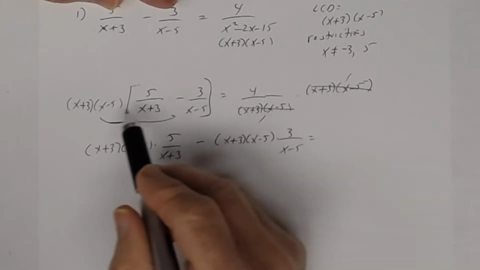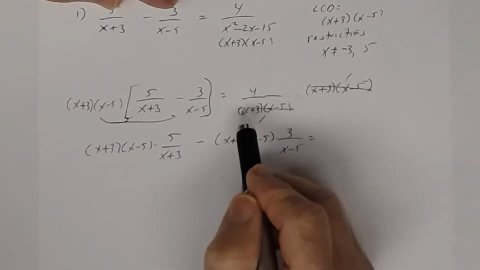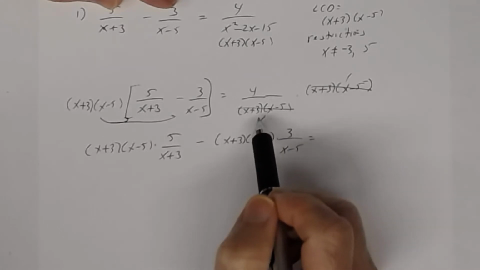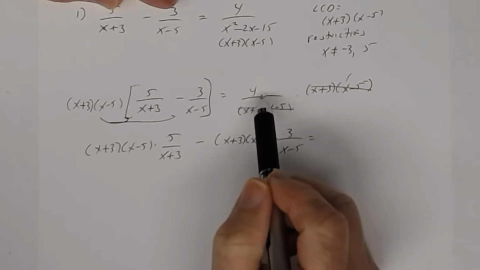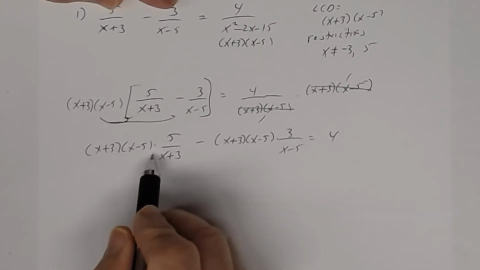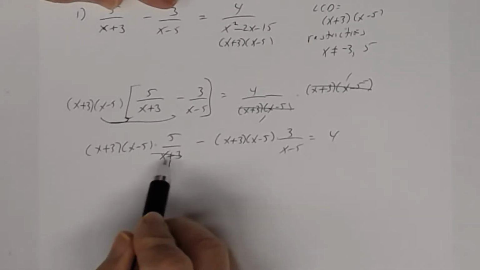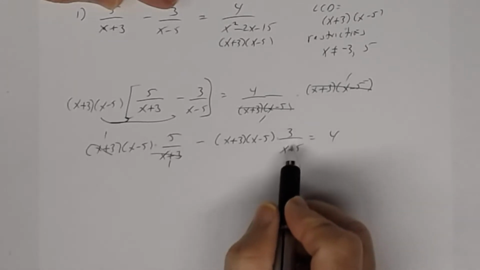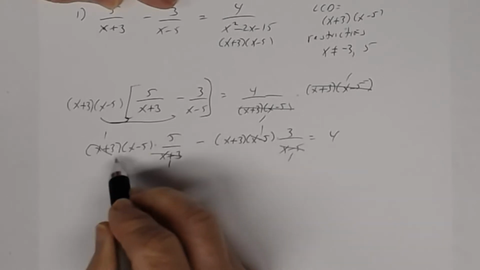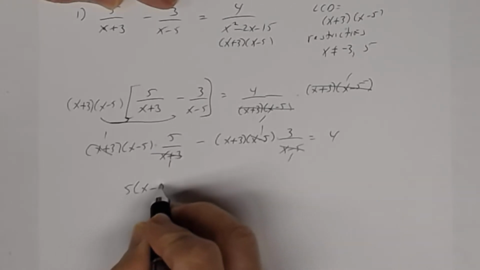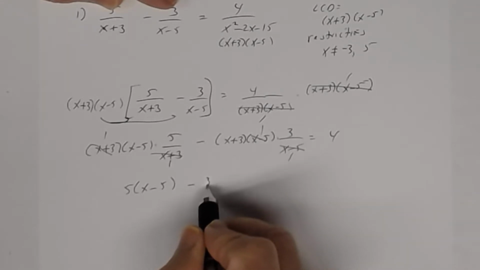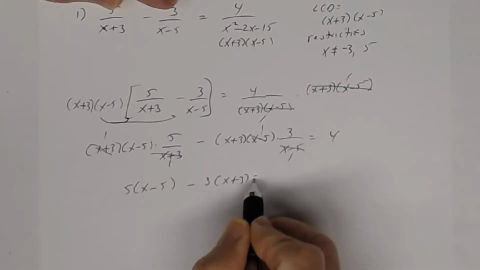So remember, the whole purpose of multiplying by the LCD is to get the denominators to be factors of 1s. And notice in this case I do, right here. So 4, this is 4, and then 4 times 1 is 4. Now, reducing this, notice this becomes a factor of 1 now. So the x plus 3's divide out, and the x minus 5's divide out. So I get 5 times x minus 5, just like this in parentheses, minus 3 times x plus 3, equal 4.